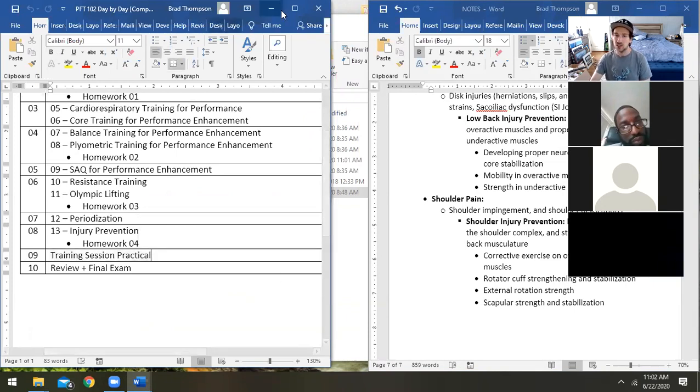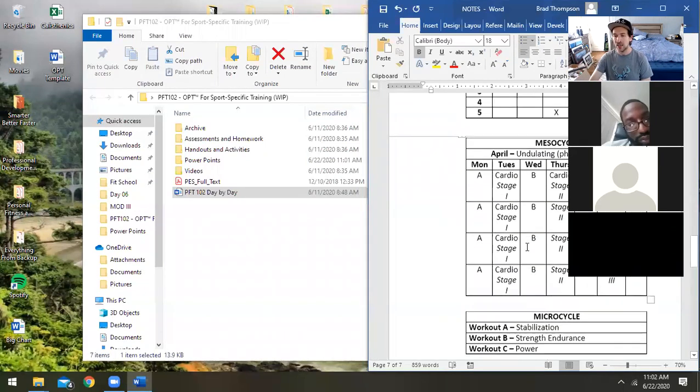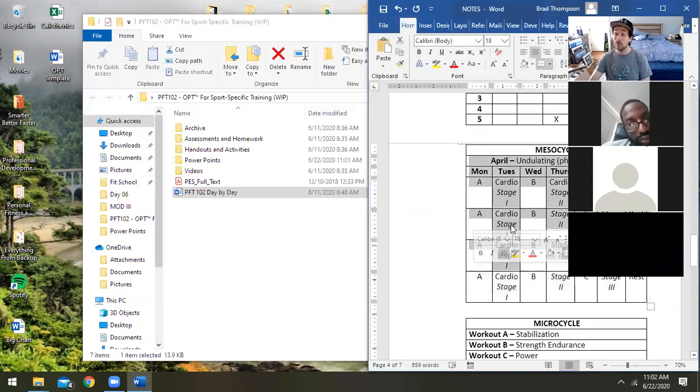So we've got our training session practicals. We don't have any PowerPoints tomorrow. We've just got the PowerPoint, and I'm going to show you guys how to get your practicals tomorrow. We're going to do a million examples of writing programs. It'll be a lot of stuff like this, but much more organized, much more clear, and with full actual workouts. So we'll do big chart day tomorrow.